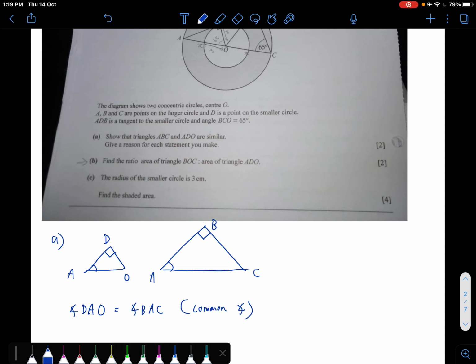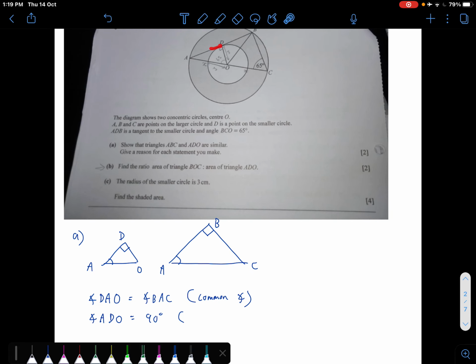Okay, next angle. I hope you realize it's actually these two angles I'm referring to. Next, I'm going to talk about the 90 degrees. So, angle ADO must be equal to 90 degrees. Reason, if you can see from the diagram, tangent perpendicular to radius. Next, we also know that this 90 degrees is also equal to this angle ABC. So, equals to angle ABC. Now, why is that so? Give a reason. This one is because right angle in a semicircle.